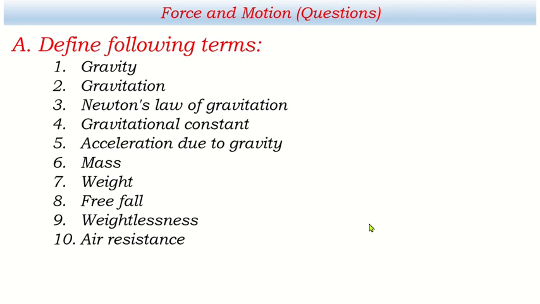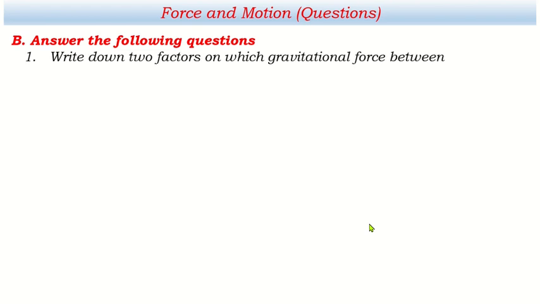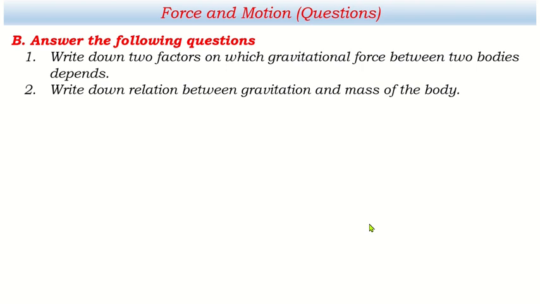Okay, now let's have another part. Answer the following questions. It has a wide range. The question may be very short, or short, or a little long, 1 mark, 2 marks, 3 marks, or maybe 4 marks. Let's have the question. Write down two factors on which the gravitational force between two bodies depends. Do you remember this? They are mass and distance. This is a very simple question.